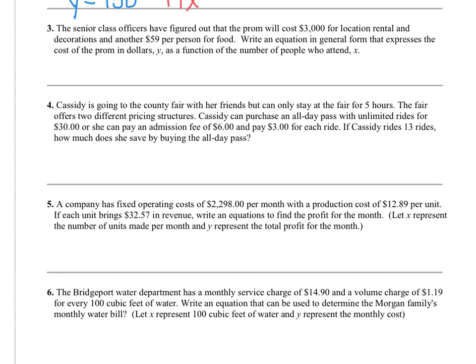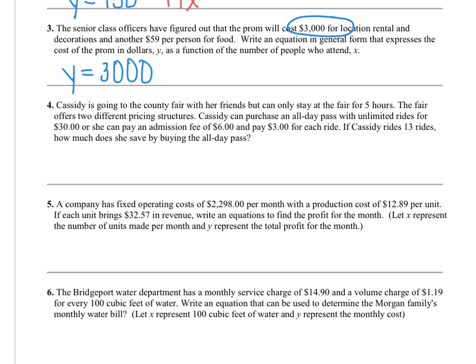Number 3. The senior class officers have figured out that the prom is going to cost $3,000 for location rentals and decorations, and $59 per person for food. Write an equation to express the cost Y in dollars in terms of the people. So we're going to write Y equals, or the cost equals. Well, we definitely have to pay $3,000. Regardless of who goes, you still have to pay for the location and the decorations. So that's definitely part of the cost.